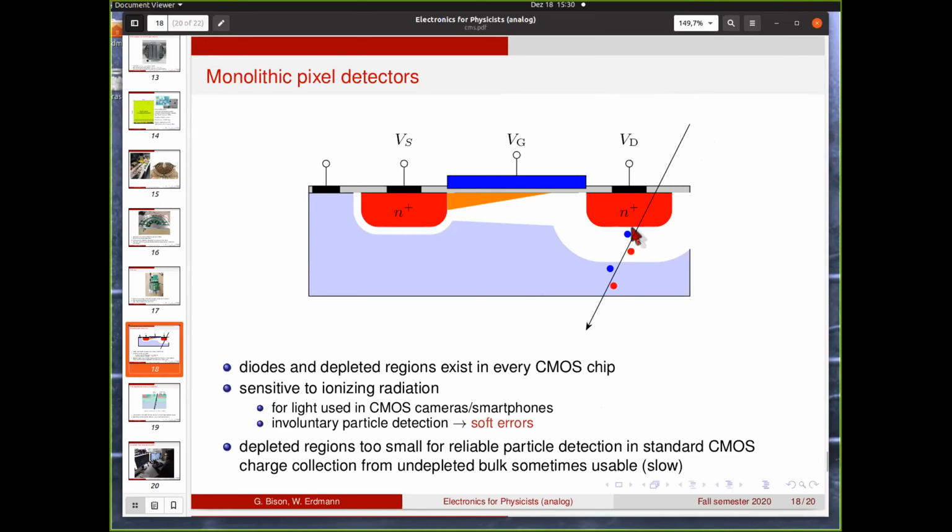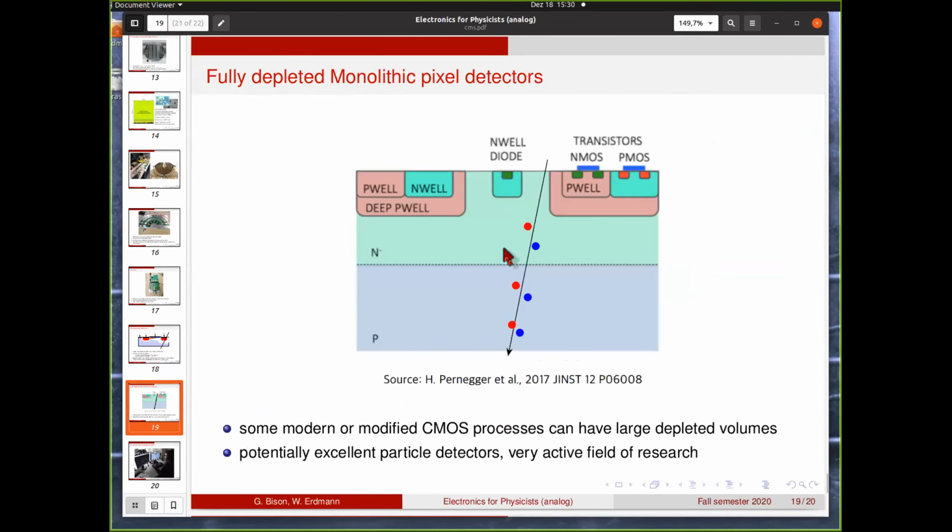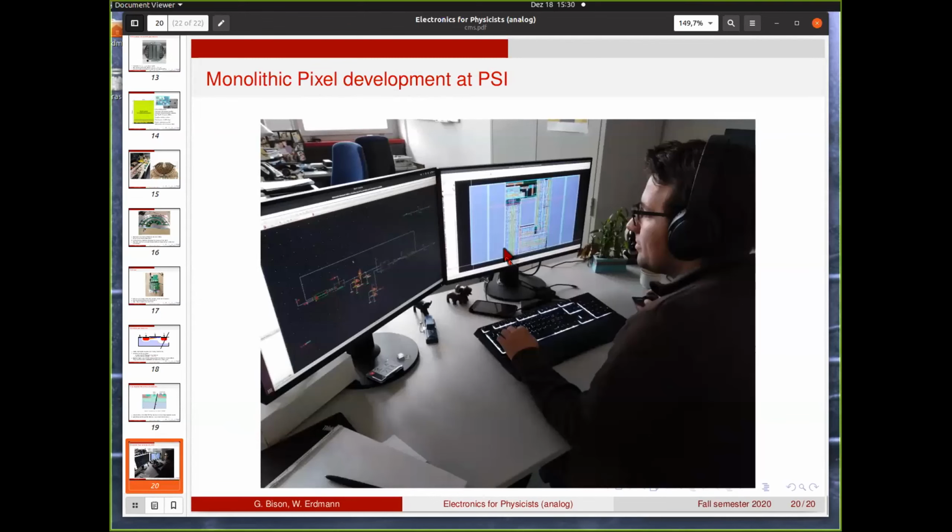So the depleted region around the source and drain in a normal CMOS is too small to reliably detect particles, but there are now developments for creating larger depleted volumes. And this is a very active field of research, which we also started working on. And this last picture shows one of the researchers, which some of you probably know, working on the development of such a detector.